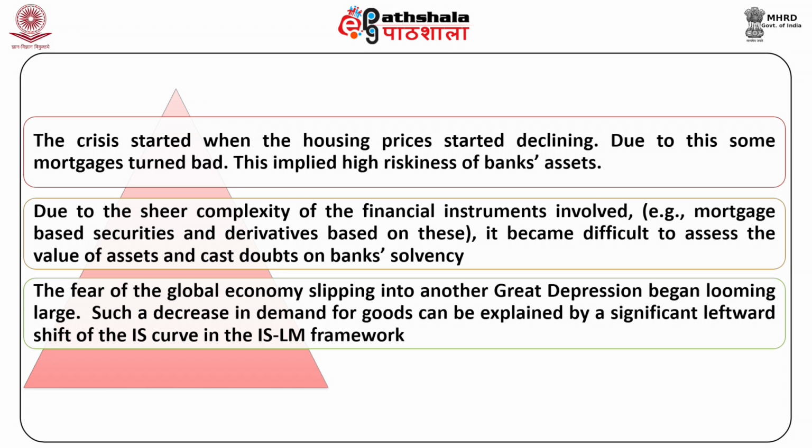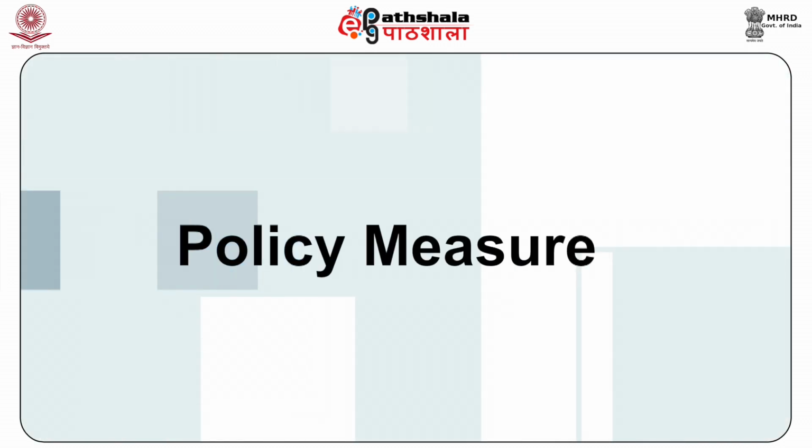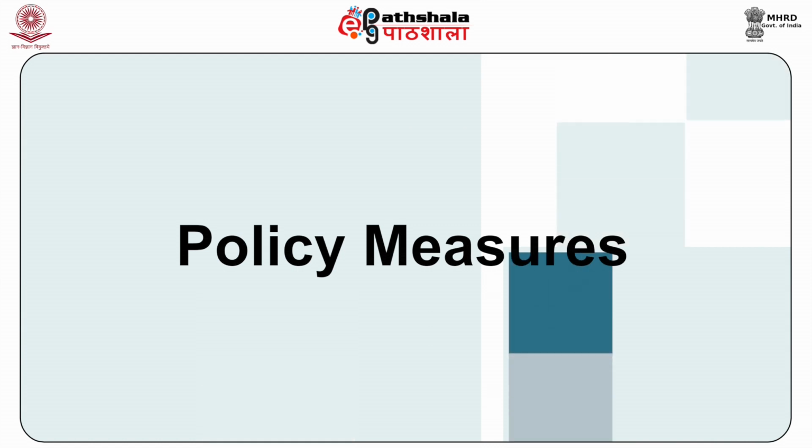Such a decrease in demand for goods can be explained by a significant leftward shift of the IS curve in the ISLM framework. In response to these adverse conditions, policy makers took several measures. They are discussed in the next section. So we start with the policy measures taken by the economists.